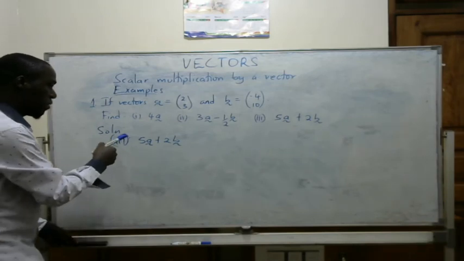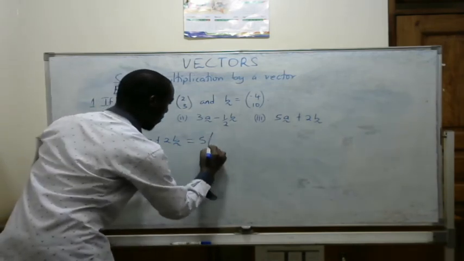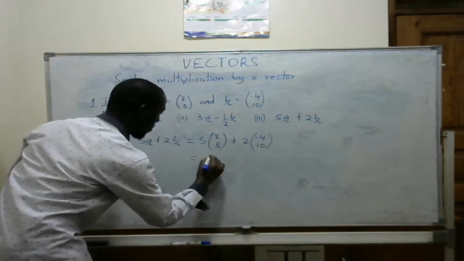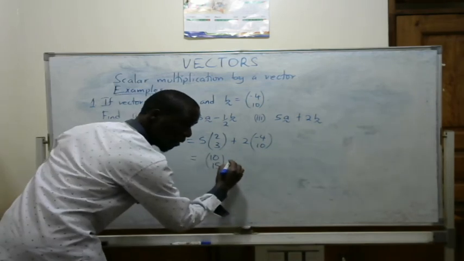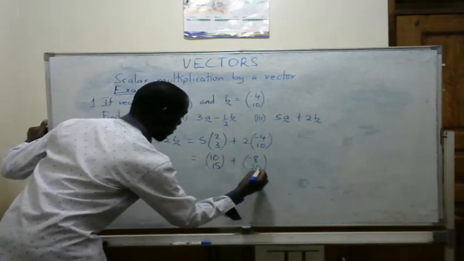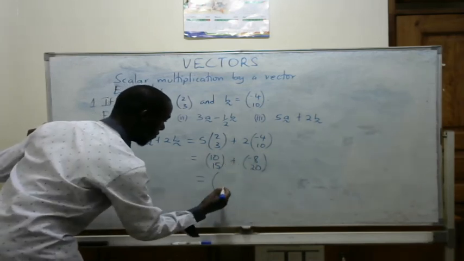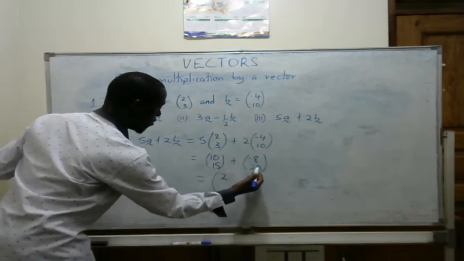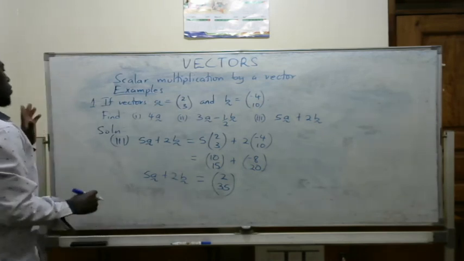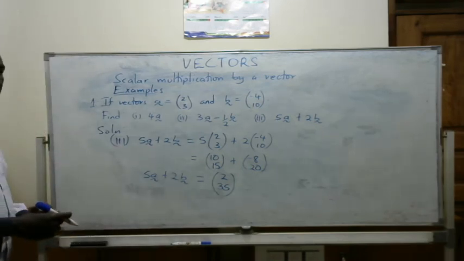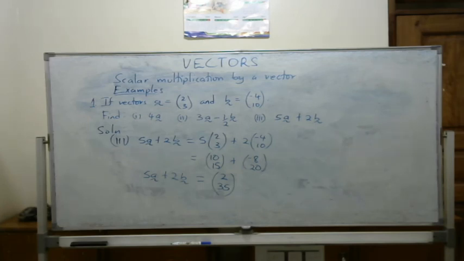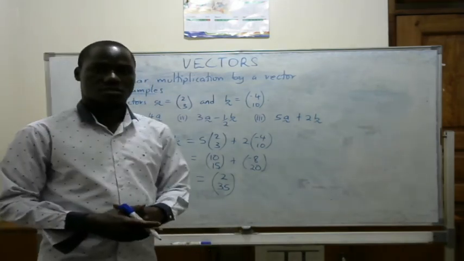Now, my Roman 3, we said we are going to substitute first 5 times vector A, which is (2, 3), then plus 2 times my vector B, which is (-4, 10). So when I multiply here, that's going to be 10 and 15. Plus, when I multiply here, that's going to be -8 and 20. So finally, when I add 10 plus negative 8, that's going to be positive 2. Then 15 plus 20, that's going to be 35. So that was all about example 1. We shall meet in another lesson.